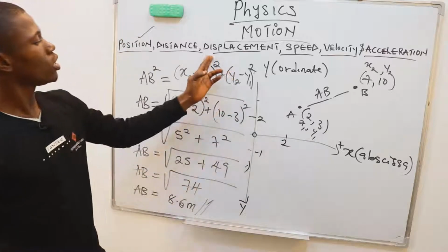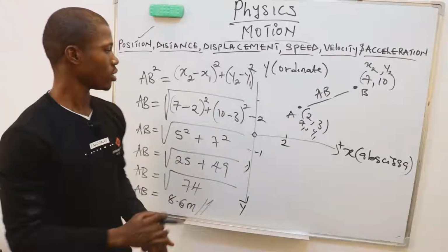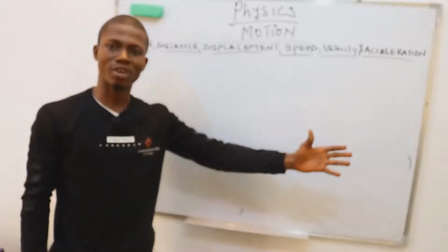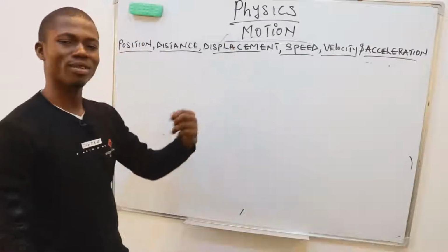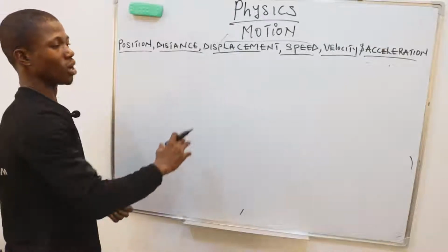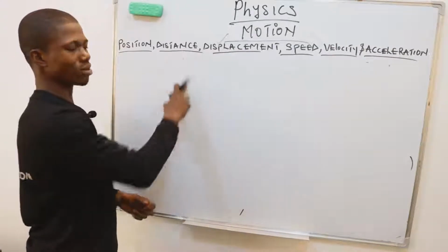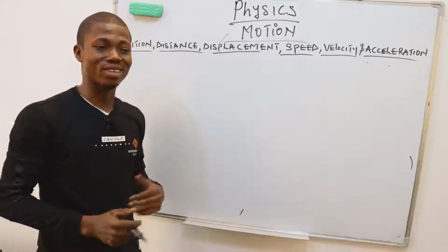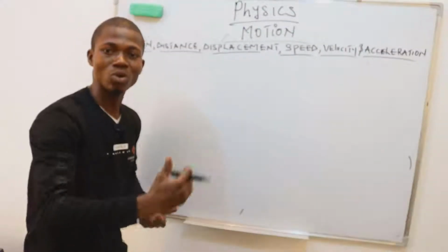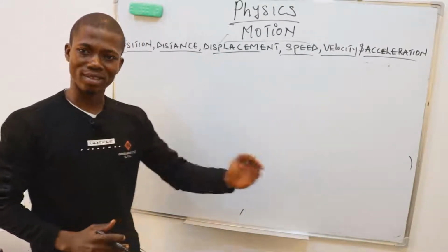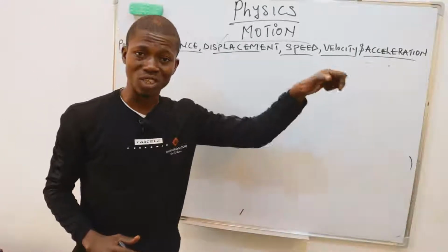Okay, let's now quickly move over to displacement. Displacement is just distance traveled in a specified direction. When we are talking about distance, we are not interested in the direction. We are just interested in what distance it covers when you move from here to here. But when we talk about displacement, we are talking about the distance we covered, plus the direction.